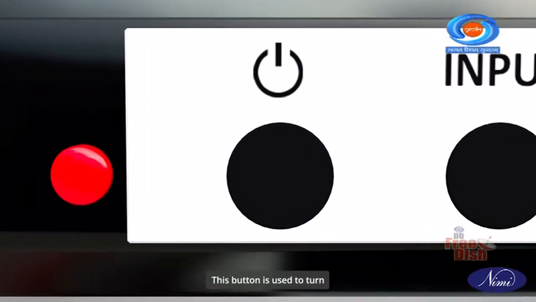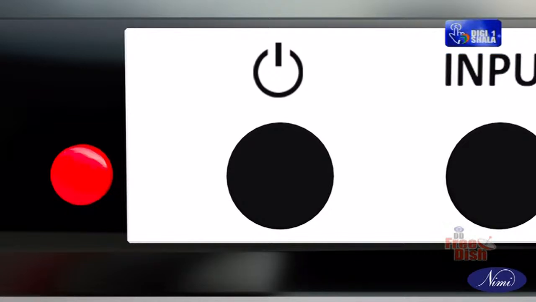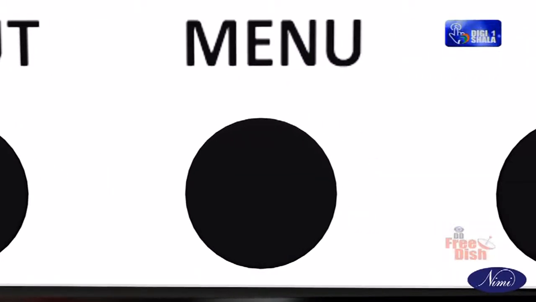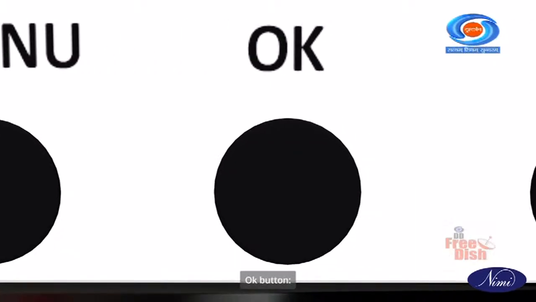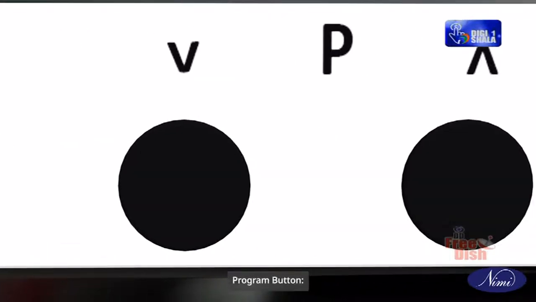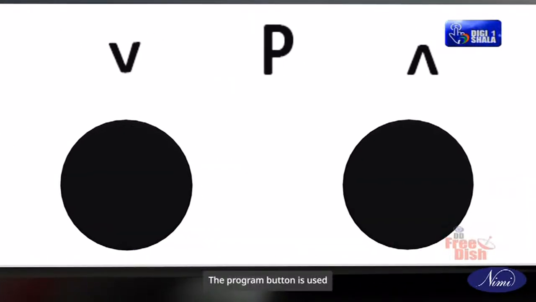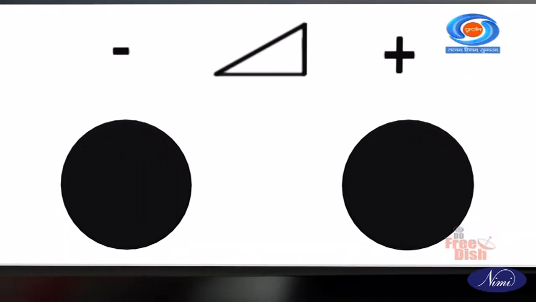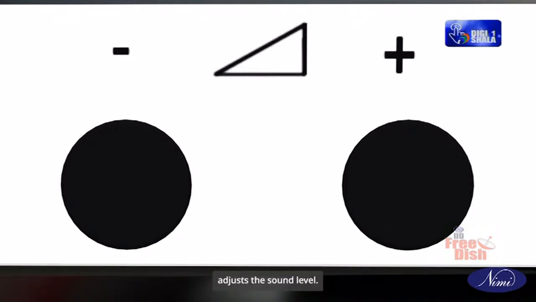Power button. This button is used to turn on or off the LED or LCD TV. Input button. This button is used to switch between different input sources like HDMI or USB. Home button. This button is used to return the user to the main menu. OK button. The OK button is used to confirm selections. Program button. The program button is used to navigate through different channels or programs. Volume control button. The volume control button adjusts the sound level.